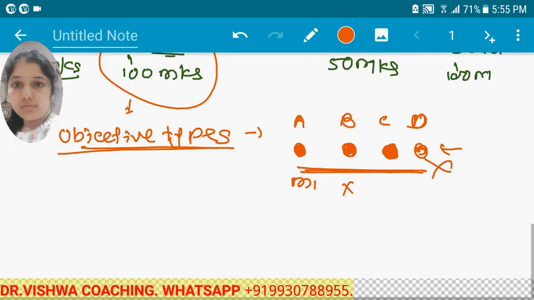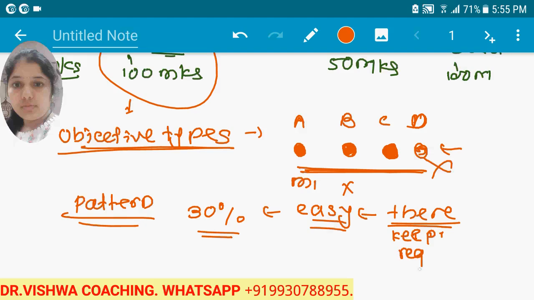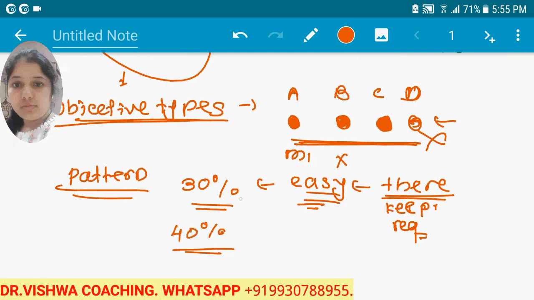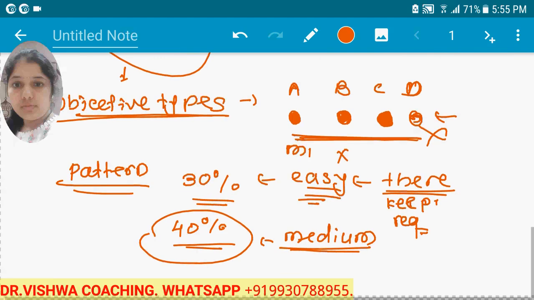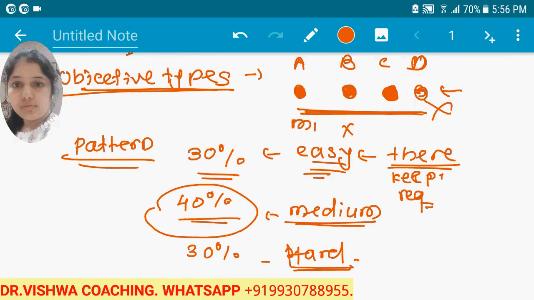Now the pattern of questions is like this: 30% of questions are easy, keeping in mind the IQ of the normal regular student. 40% of questions in both the papers together, including both the subjects, are questions which are a little bit hard, which you can keep in the medium category, and 30% of questions are a little bit hard, where they have to use their intelligence very carefully.